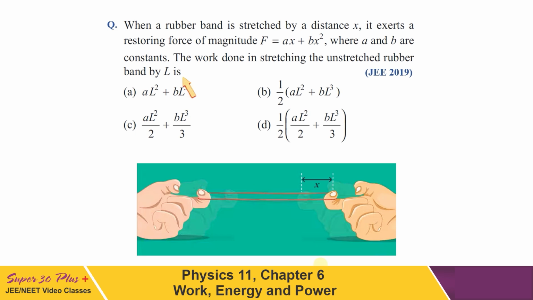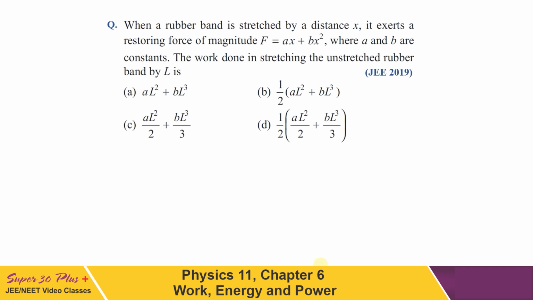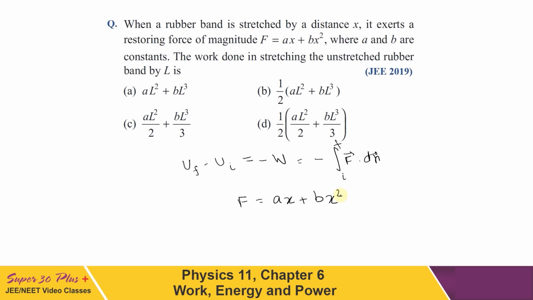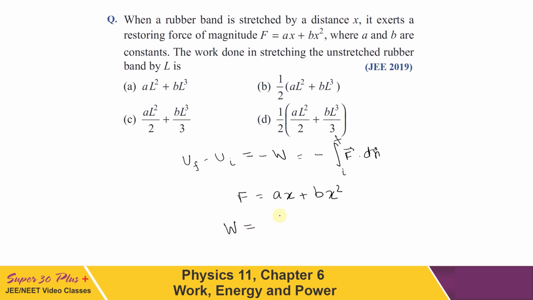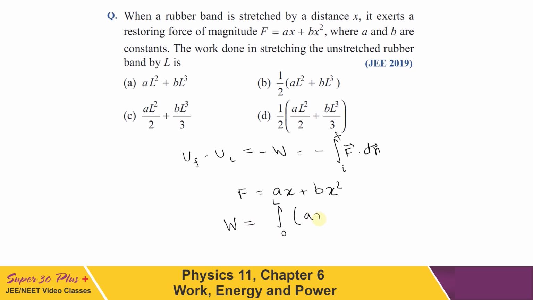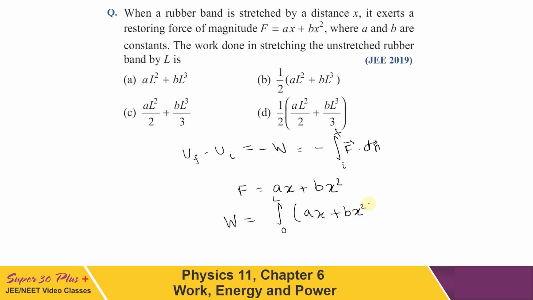See, we know that the change in potential energy of a system corresponding to a conservative internal force can be written as U final minus U initial, which is the negative of work done by the internal conservative force. So this should be equal to minus integral of F dot dr, where F is the internal conservative force, within the limits initial to final. Now here F is given as ax plus bx square. So if we substitute these values, W will be the integral from 0 to L of ax plus bx square dx.